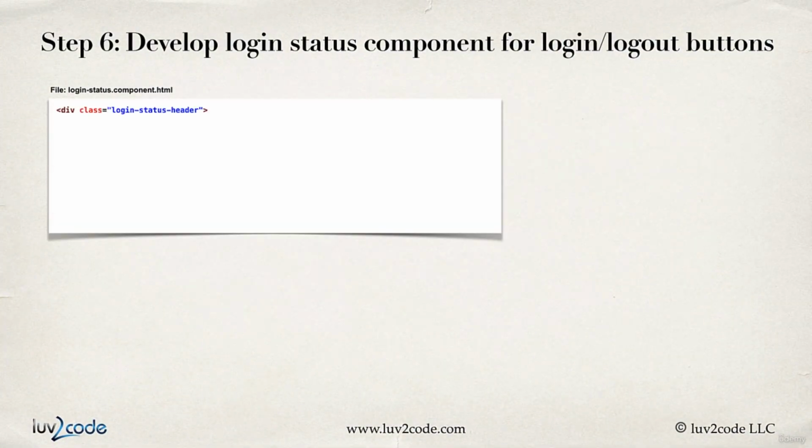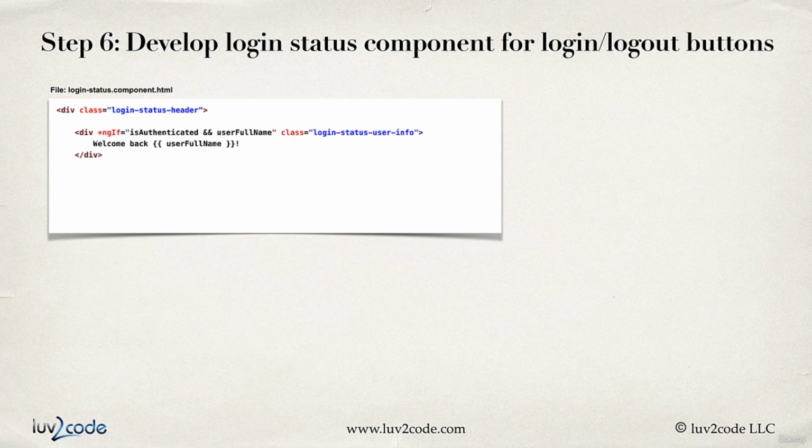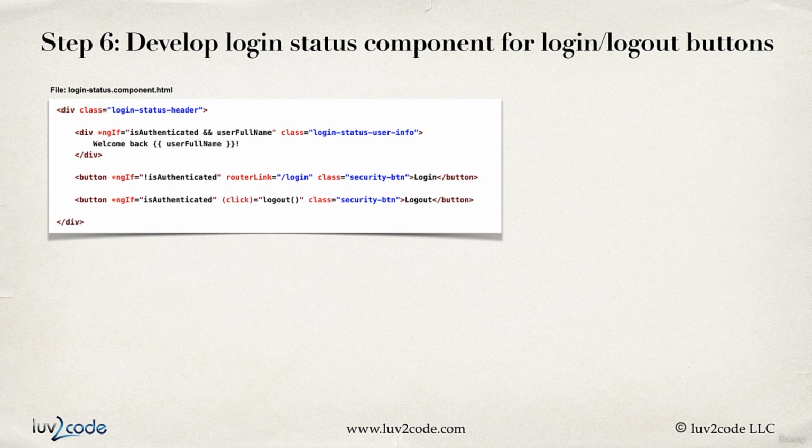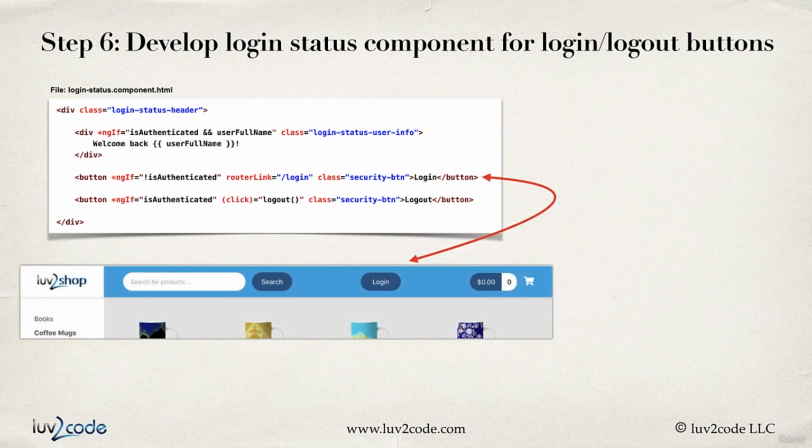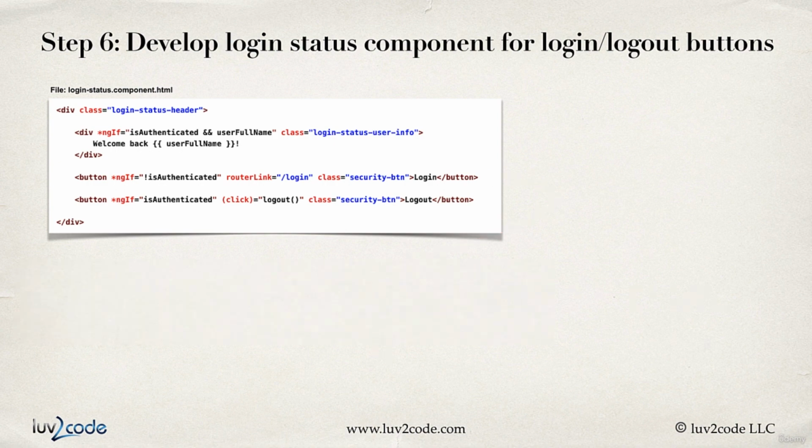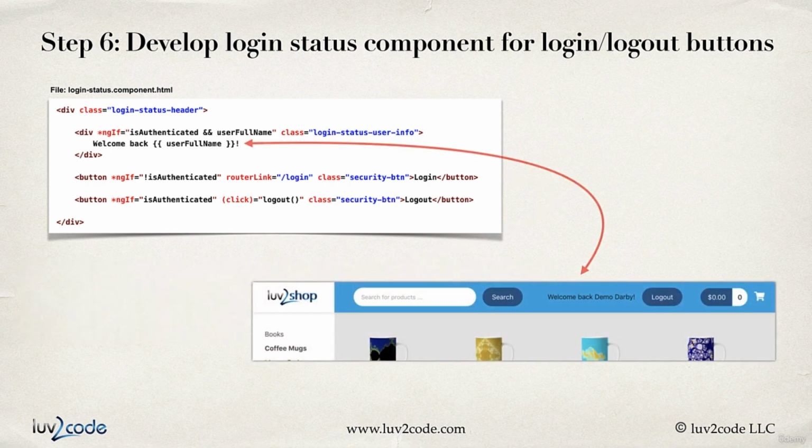Okay, we also have some work to do on our login-status.component.html page. So we'll set up this div and we'll make use of this: if they're authenticated and userFullName is set, then we'll say welcome back, user full name. We'll also have another: if not authenticated, we'll show them the login button. And if they are authenticated, then we'll show them the logout button. So here, login displays the login button. If they're already logged in or authenticated, then we say welcome back, username. And then we also provide a logout button for them.